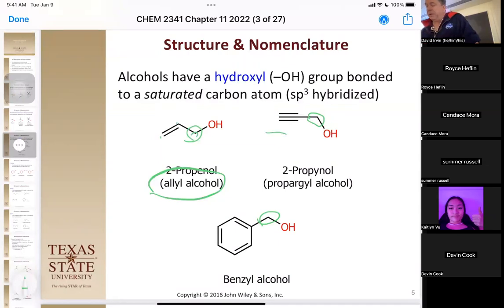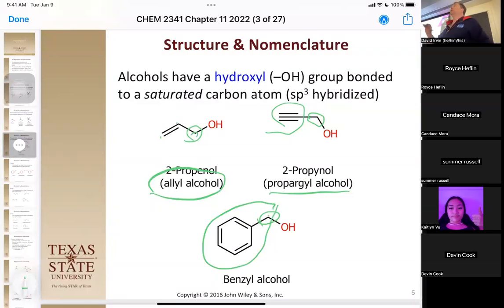Now, if we have a triple bond here, we can actually go with an ine-ol. So it'd be a 2-ine-1-ol, but it has a special name called propargyl. I don't know the origin of that. I should. I used it a lot in grad school. And then this one right here, because this is the benzyl group, with the CH2 hanging off there, we call that benzyl alcohol because it has that alcohol on the sp3 hybridized carbon.